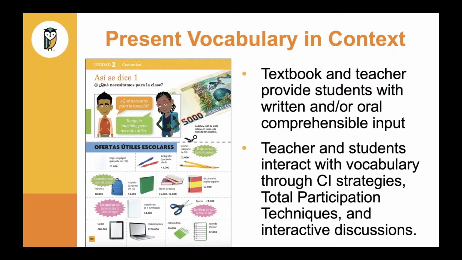This is an example from EntreCulturas 1, Unidad 2, Así se dice 1. So Spanish 1, Unit 2, Así se dice vocab section 1. You're going to notice that the vocabulary is presented in context of a back-to-school ad from Costa Rica. It is presented in a small chunk so that students can acquire the language as opposed to memorize it. In the opening pages of the Así se dice section, students and teachers interact in the target language to make meaning and use the words in a variety of contexts.